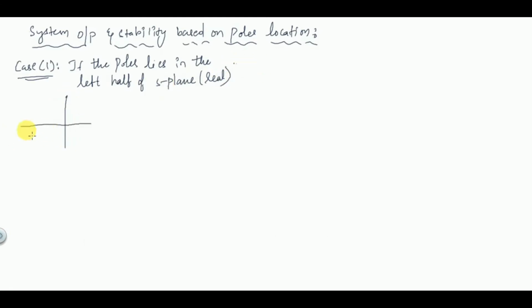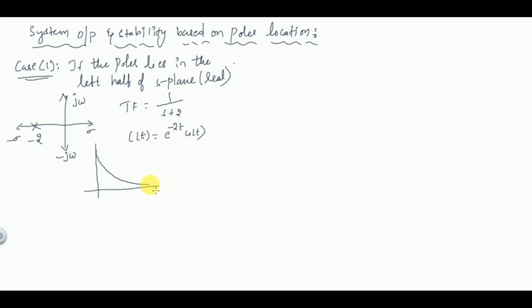suppose this is a real pole like this. This is sigma and this is minus sigma, this is j omega and this is minus j omega. So I'm taking this pole as -2. You can take any value. So the transfer function is 1 by s plus 2. The inverse Laplace transform of this becomes the impulse response. So c of t is e power minus 2t into u of t. So it is an exponentially decaying signal.